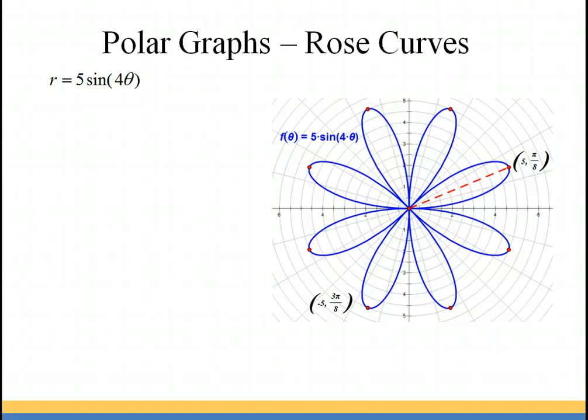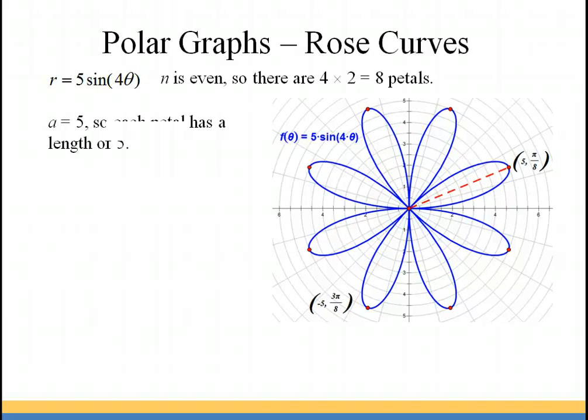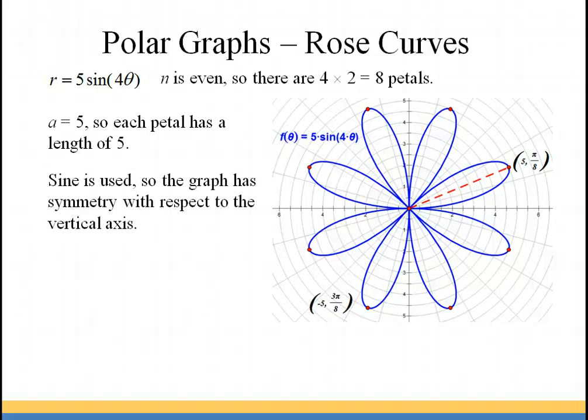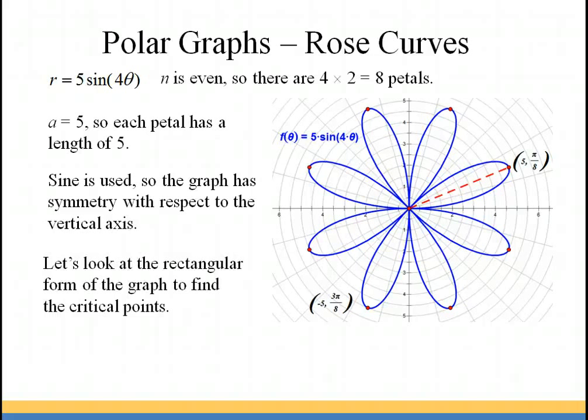Okay, so let's draw a specific graph. We have r equals 5 sine 4 theta. In this case, n is even, so there are twice as many petals as n, or in this case, 8 petals. Your a value is 5, so each petal has a length of 5. The sine is used so the graph is symmetric with respect to the vertical axis. And what we want to do is figure out where our petal tips are.